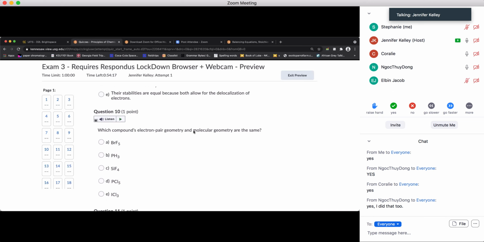Which compounds' electron pair geometry and molecular geometry are the same? So let's see. Because I felt like there was 2 right answers, but I'm not sure. There might be. We'll just draw them out. All right. So the first one, bromine is 7, fluorine is 7. So that's basically 6 times 7. So it's a total of 42 electrons.